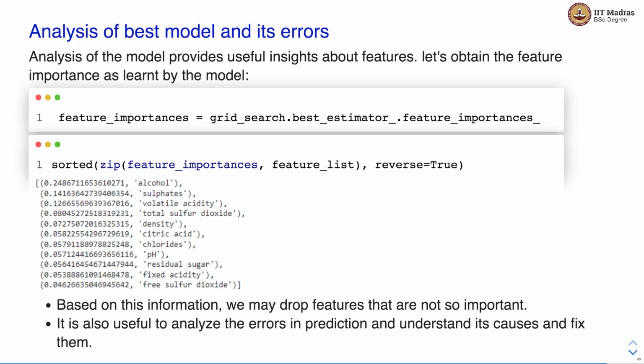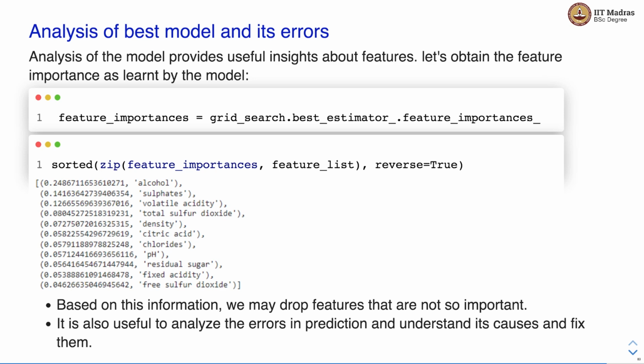It may also be useful to analyze the errors made by the model in prediction and understand their causes. This helps us in getting useful insights, and maybe we can go back to the domain experts and consult if we can add better features to fix those errors. So you can see that machine learning model development is totally an iterative process. We start with some feature set and then we train the model, we perform the hyperparameter search, and then we analyze the model. We understand the feature importance and also look at the errors in the model.